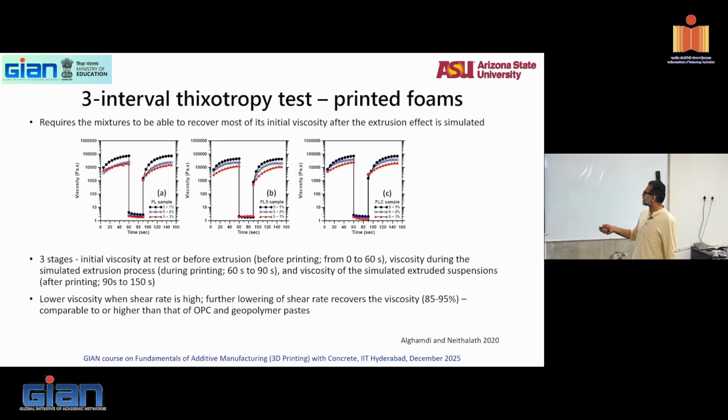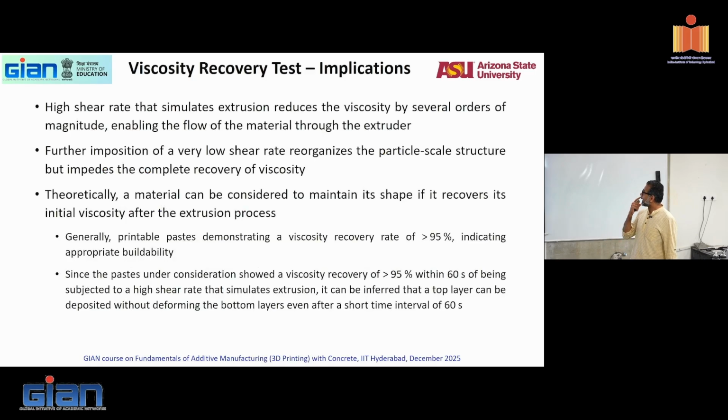This is for printed foams, very similar idea. Okay, so what are the implications? High shear rate that simulates extrusion reduces the viscosity by several orders of magnitude, enabling the flow through the extruder. Right? Flow requires low viscosity. High shear rate enables that flow.